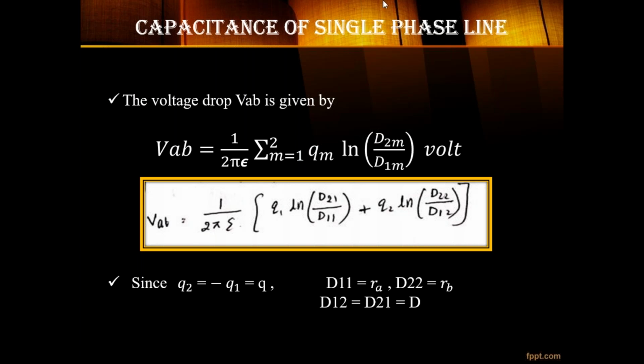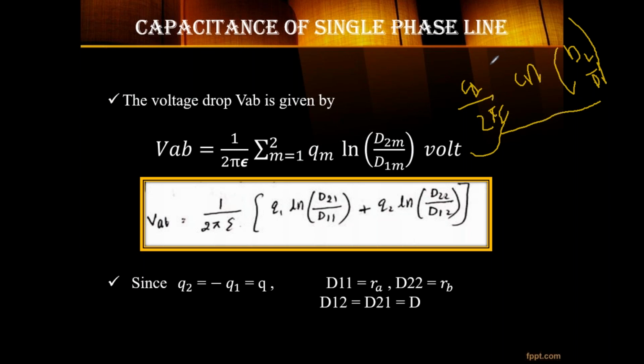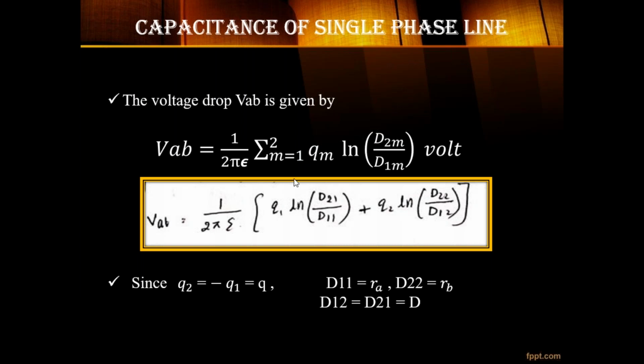Next, this is the basic formula for the voltage across the two conductors, namely A and B. What is the formula? Q divided by 2 pi epsilon, ln d2 by d1. This is the formula we obtained in the electric field, that is voltage. This is the value for only one conductor. Now here we are calculating for the two conductors, due to the positive Q and the negative Q. So in this condition we use this formula based on the number of conductors. Here M denotes the number of conductors: 1, 2.